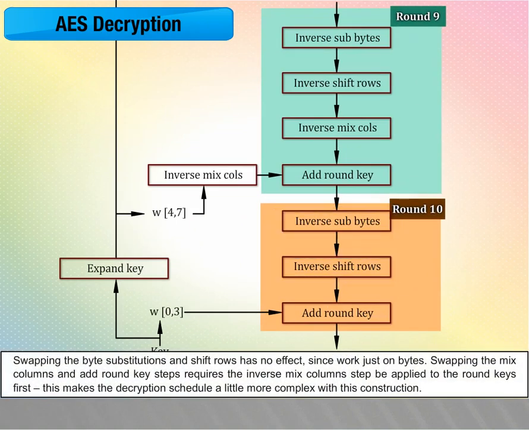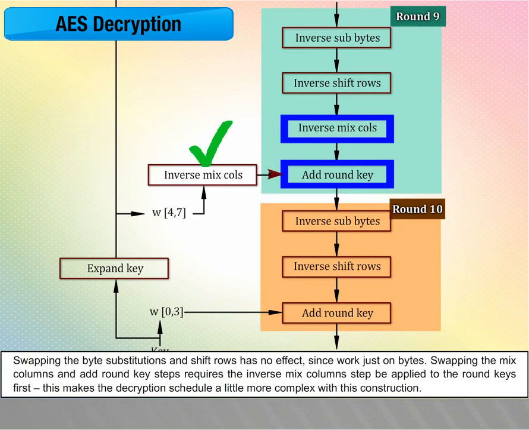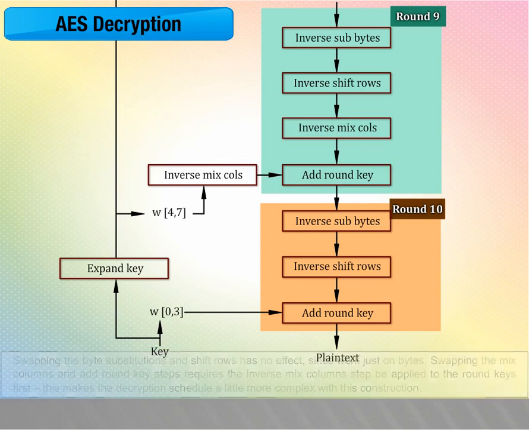Swapping the byte substitutions and shift rows has no effect, since they work just on bytes. Swapping the mixed columns and add round key steps requires the inverse of mixed columns step to be applied to the round keys first. This makes the decryption schedule a little more complex with this construction.